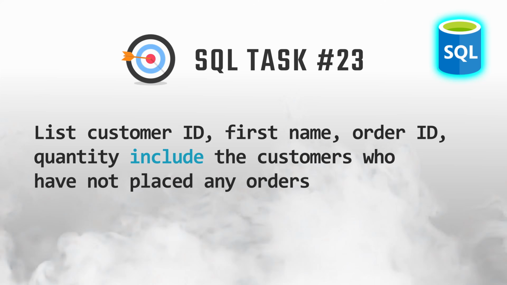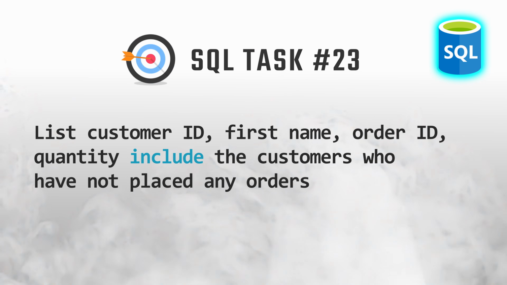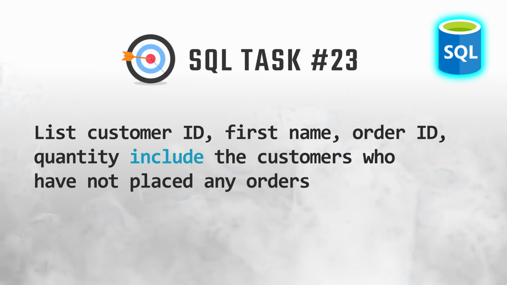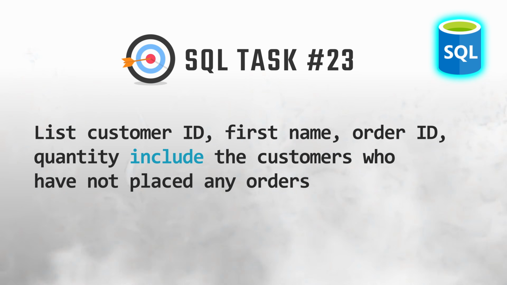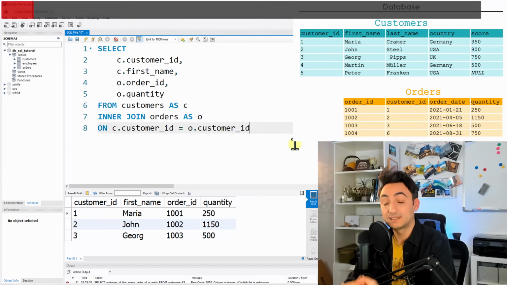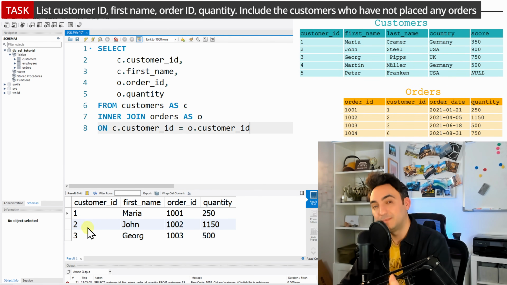Find all customer ID, first name, order ID, quantity, but include those customers who didn't place any orders. So for us, that means we need to see in the result all the customers, not only those customers that did place an order, but all the customers. In order to do that, we're gonna use the left join.